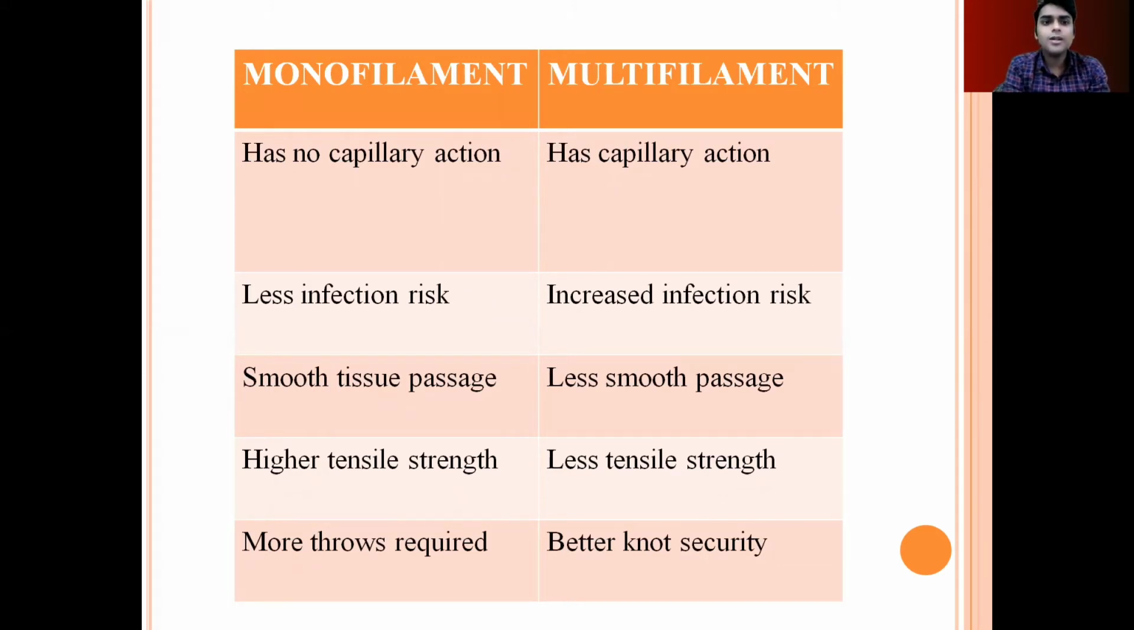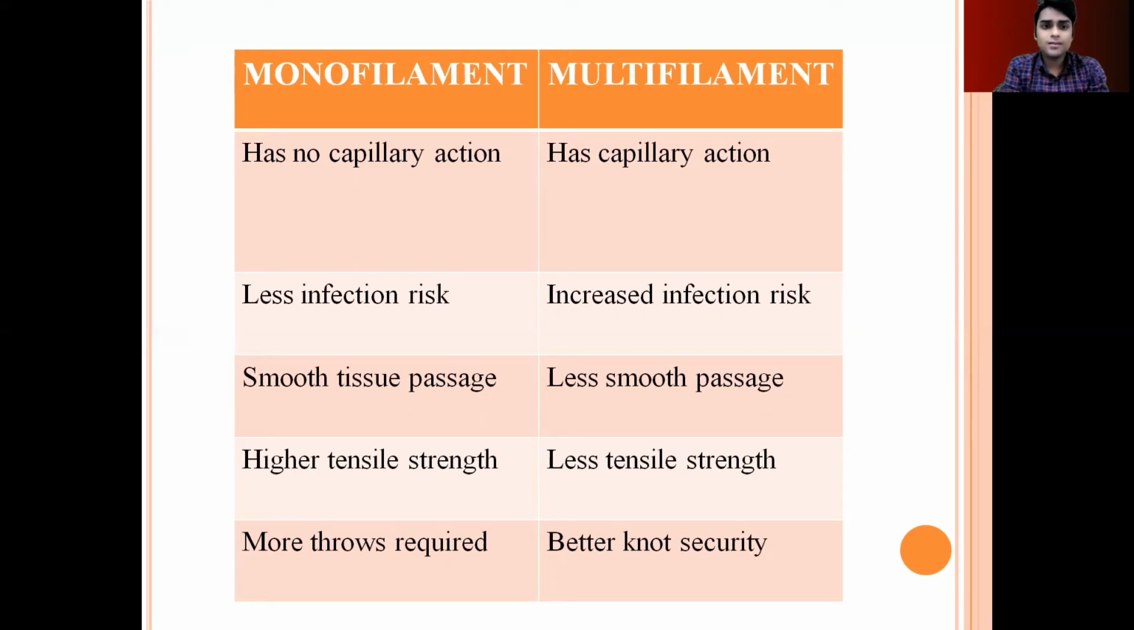Now, the difference between monofilament and multifilament sutures. The monofilament have no capillary action. The multifilament has capillary action. There is less infection risk in monofilament sutures, whereas there is increased infection risk in the multifilament sutures, since the bacteria get lodged in between the spaces of these sutures, this braided form of sutures, and may lead to persistent infections.